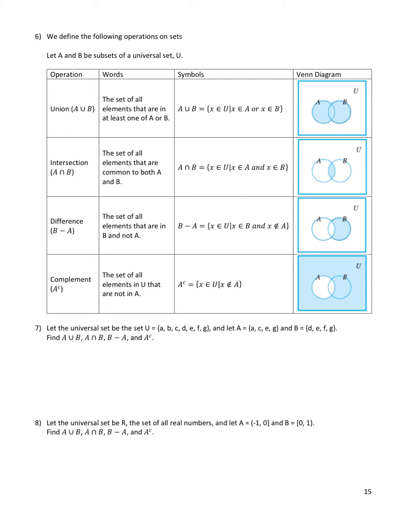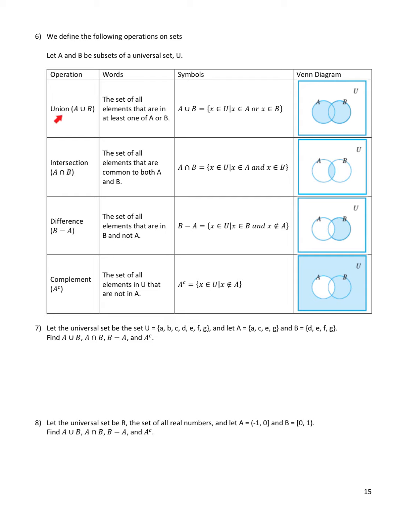We're going to define some operations on sets. We have 4 for today. We have union, intersection, difference, and complement. So the union of 2 sets, A and B, is the set of all elements that are in at least one of A and B.